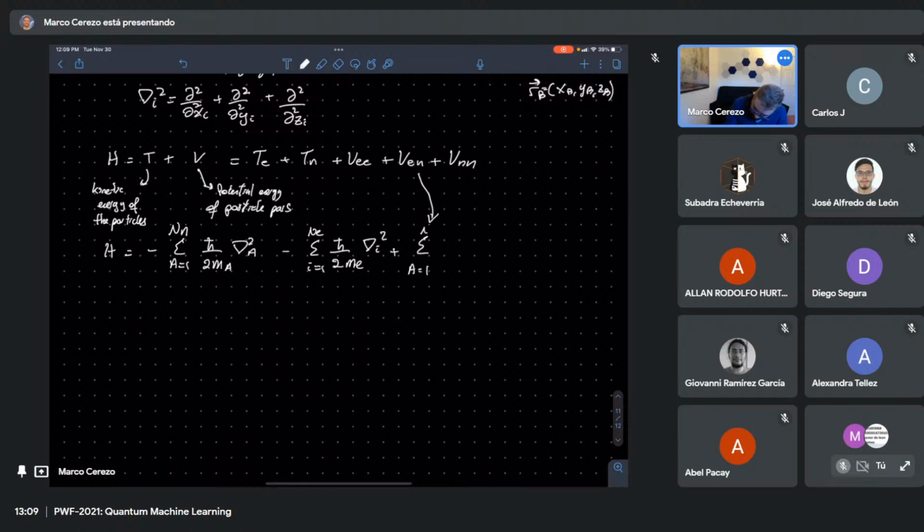A goes from 1 to n nuclei. Summation of, let's use I. I goes from 1 to the number of electrons, and this is going to have a minus sign because they have opposite signs. So I'm going to get a minus here. Atomic number of my nuclei, charge of the electron squared, 4 pi permittivity of the vacuum divided by RAI, right? And I'm going to get here a term of the nuclei, and plus a term that looks like this, that is going to be the Coulomb law for electron.